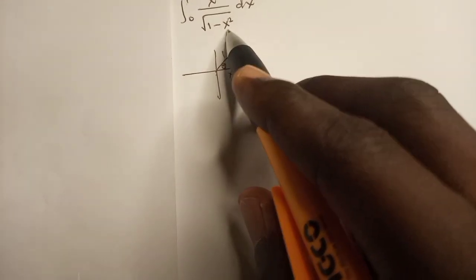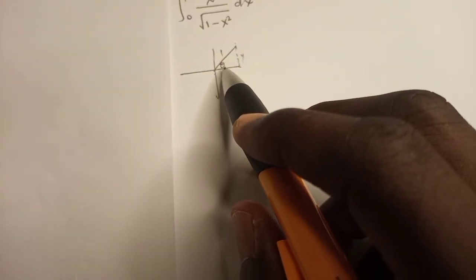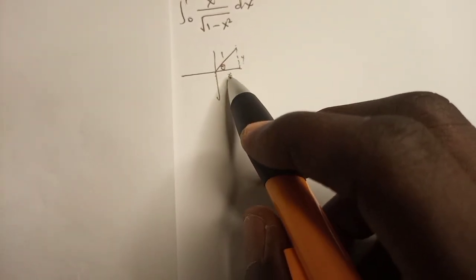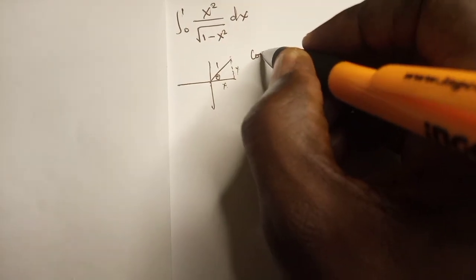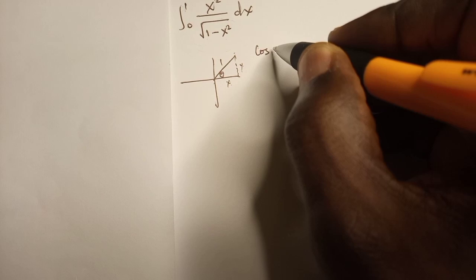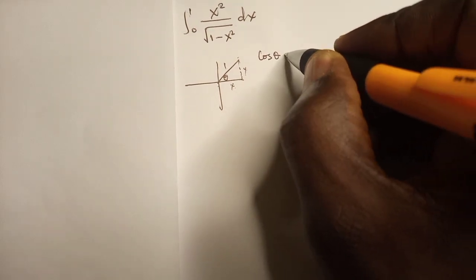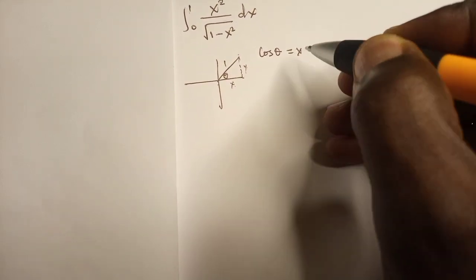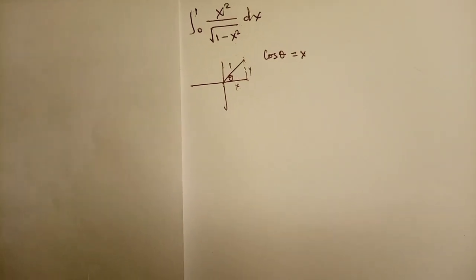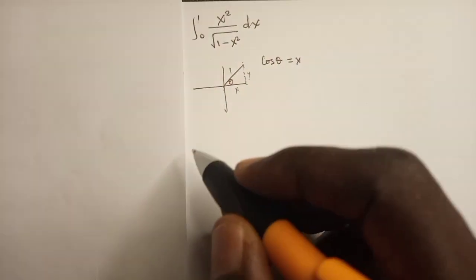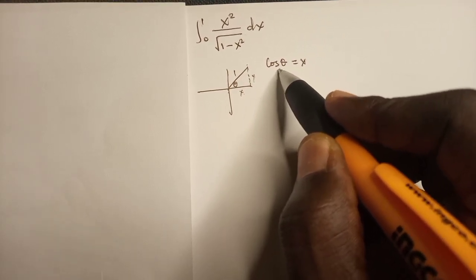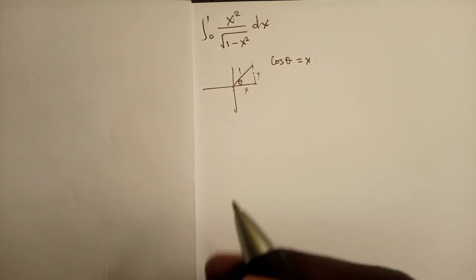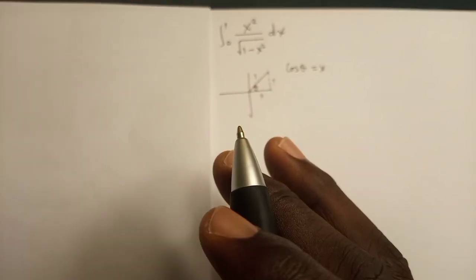So if we connect the x and the 1, we'll have cos theta equals x. So what we do now is wherever we see x, we put this there, and that is the cosine substitution that I'll be using.